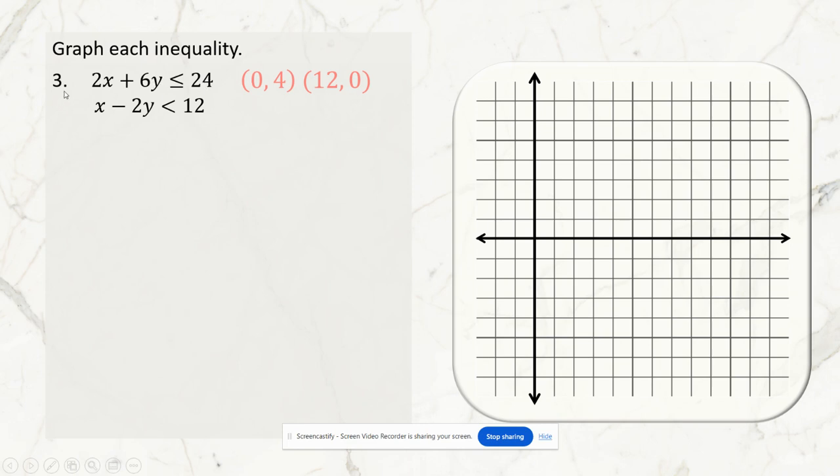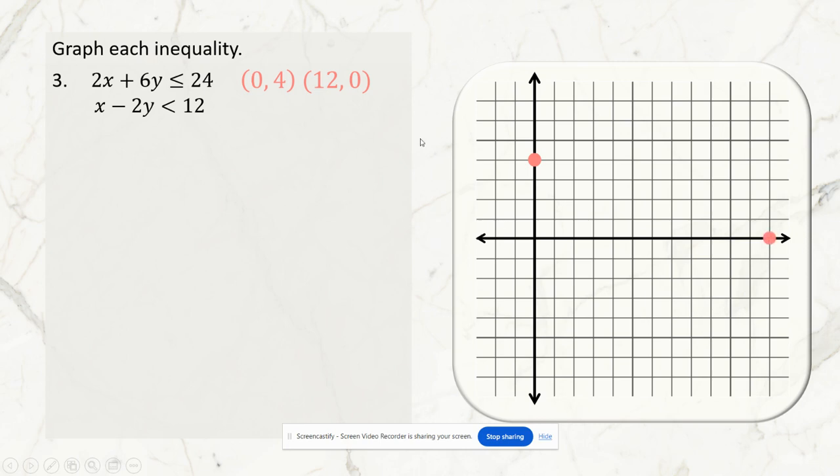So hopefully you remembered to find our intercepts. When we are in standard form, we can divide our solo number by our number in front of our variables. Okay, to find our y-intercept, we divide our solo number by the number in front of y. 24 divided by 6 is 4. And to find our x-intercept, 12, 0, we take 24, our solo number, divided by the number in front of x. Okay, so there's our two intercepts.